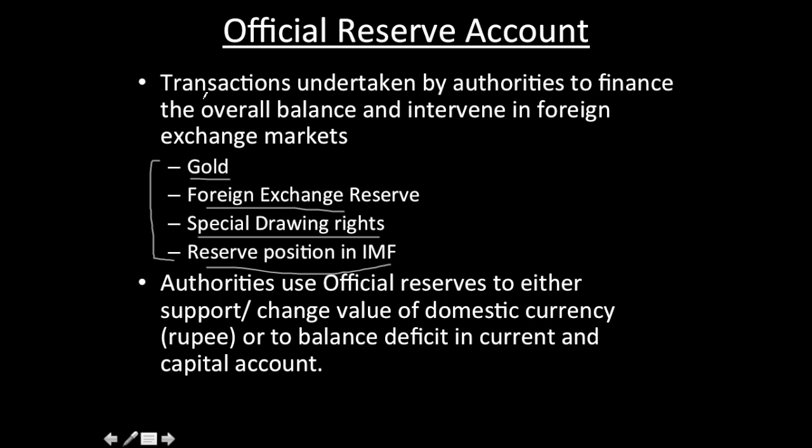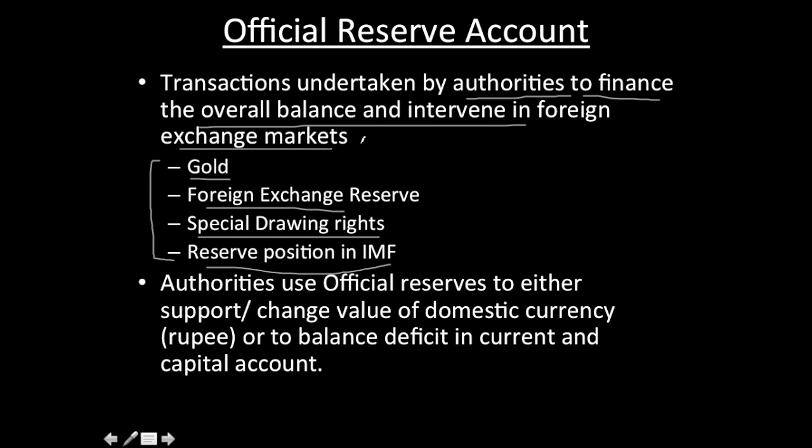What are official reserves? These are transactions undertaken by authorities to finance the overall balance and intervene in foreign exchange markets. So, official reserves, why are they kept by India or by any other country? They are kept in order to help the authorities, the government, or the RBI to finance the overall balance and intervene in foreign exchange markets.